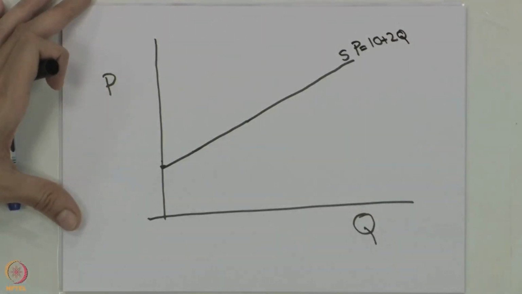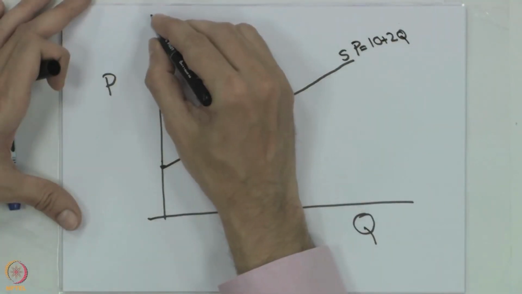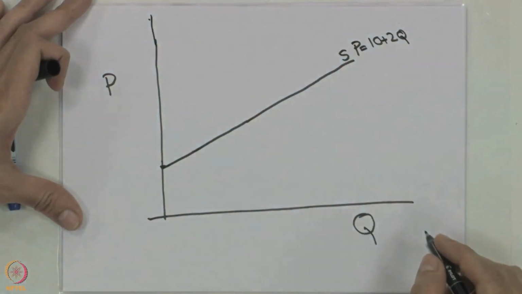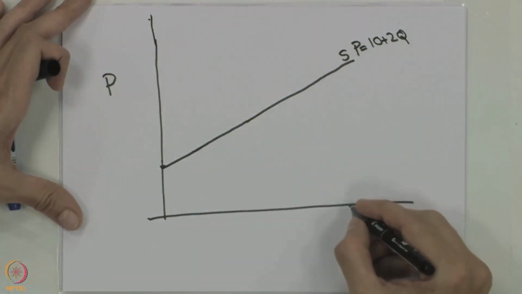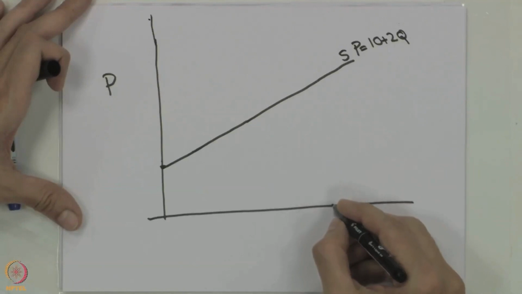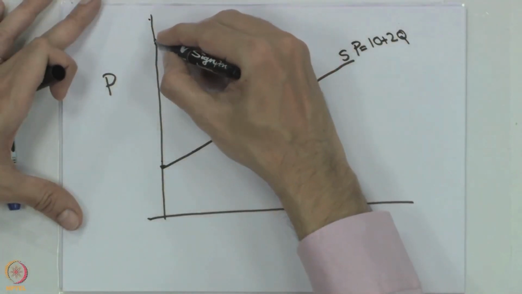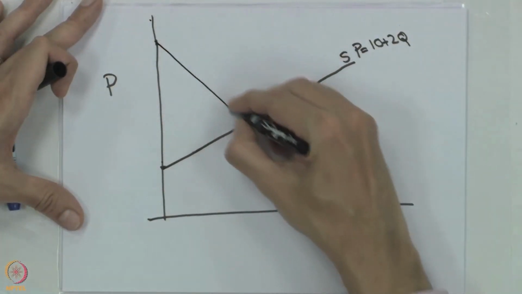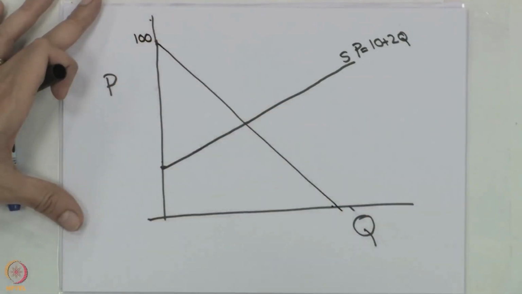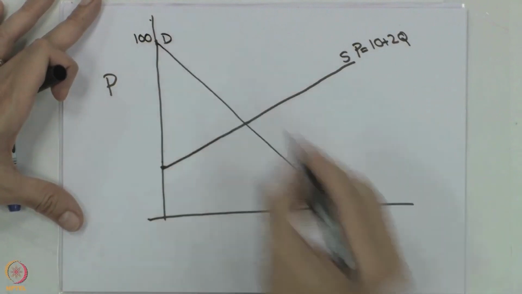In the demand curve, when the price is 100, there is no consumption, and then when the price is 0, 4q is equal to 100, so q will be equal to 25, and we will get something like this. This is 100. This is the demand curve.